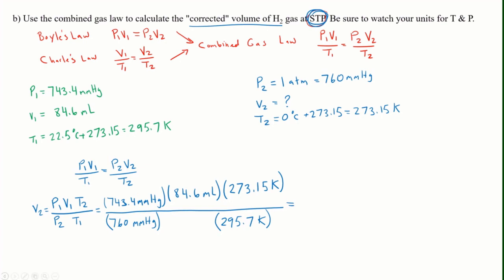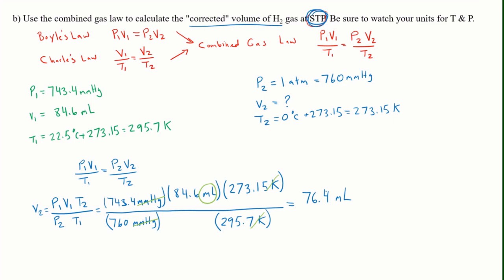Okay. Before I do the math, let's look at our units. We see that millimeters of mercury cancel. We see that Kelvin cancel. The only unit that's left is milliliters. And now I can go ahead and do the math. When I do the math, I find that the answer is 76.4 milliliters. Okay, that's the final answer.